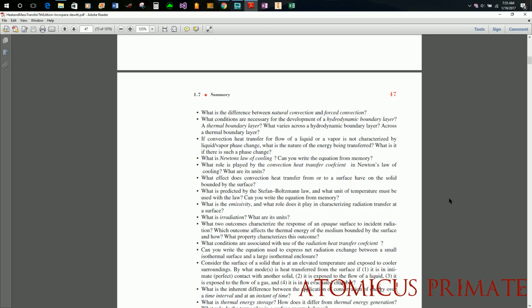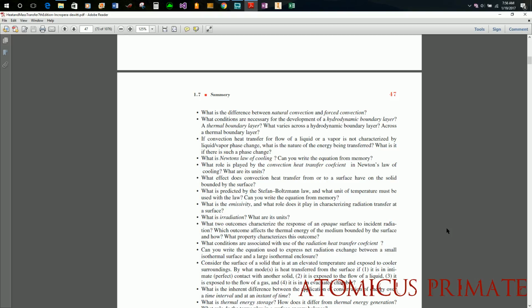What is Newton's law of cooling? Can you write the equation from memory? What role is played by the convection heat transfer coefficient in Newton's law of cooling? What are its units? What effect does convection heat transfer from or to the surface of a solid have on the solid bounded by the surface? What is predicted by the Stefan-Boltzmann law, and what unit of temperature must be used with the law?